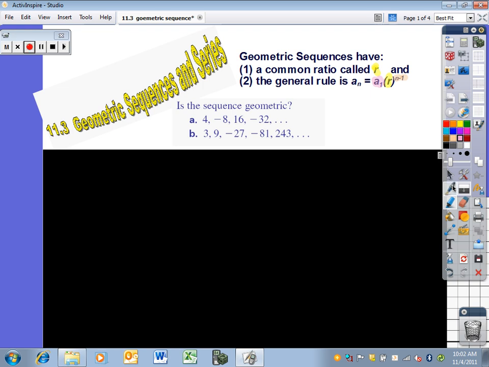So let's just test these two sequences and see if they are geometric. From 4 to negative 8, you multiply by negative 2. From negative 8 to 16, you multiply by negative 2. From 16 to negative 32, you multiply by negative 2. So are we always multiplying by the same number? Yes, it is a negative 2. So our ratio is negative 2. So it is geometric.